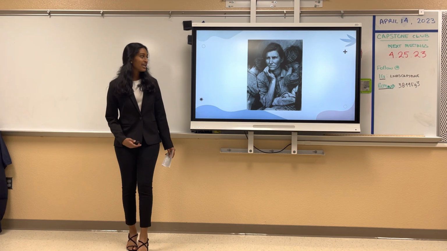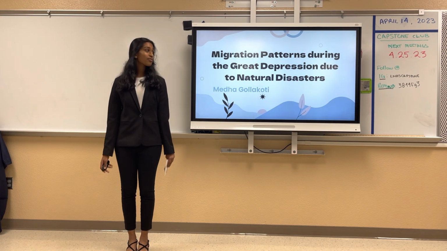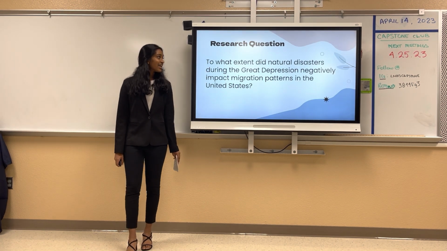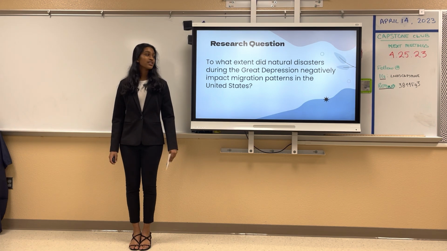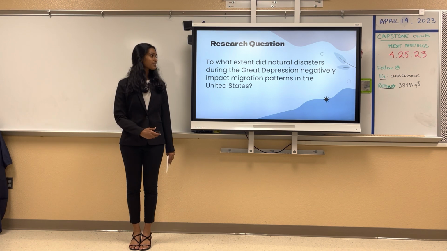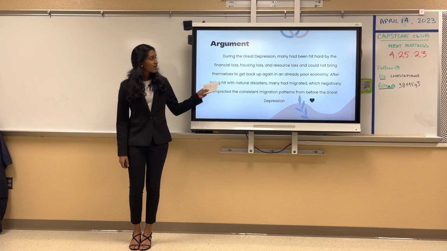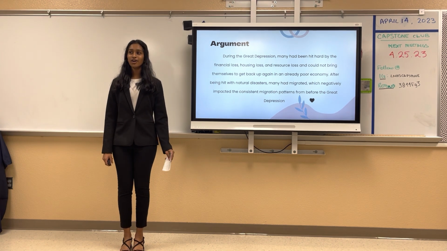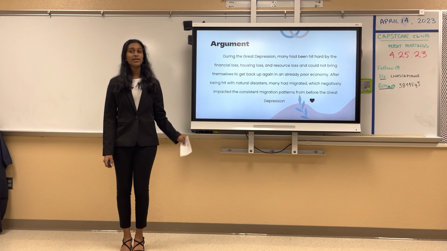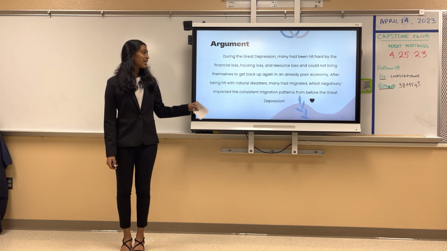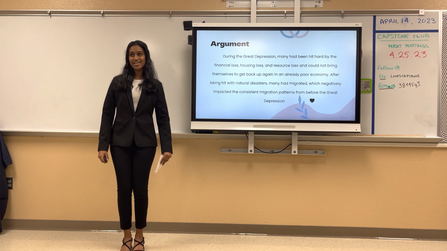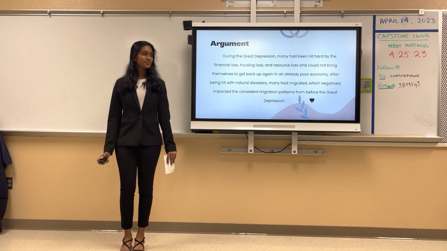My name is Mayla Golokoti, and today we'll be talking about migration patterns during the Great Depression due to natural disasters. My research question for today is, to what extent did natural disasters during the Great Depression negatively impact migration patterns in the United States? My argument for today is, during the Great Depression, many had been hit hard by financial loss, housing loss, and resource loss, and could not bring themselves to get back up again in an already poor economy. After being hit with natural disasters, many had migrated, which had negatively impacted the consistent migration patterns that were present before the Great Depression.